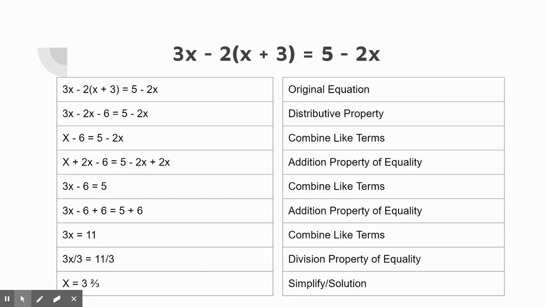Then the last step I'm going to take is to divide both sides by 3. Remember that the whole purpose of solving an equation is to isolate the variable all by itself on one side of the equal sign and move everything else the other direction. So I needed to divide both sides by 3 here in order to get my x by itself. So when I simplify that, I have the solution x equals 3 2/3.